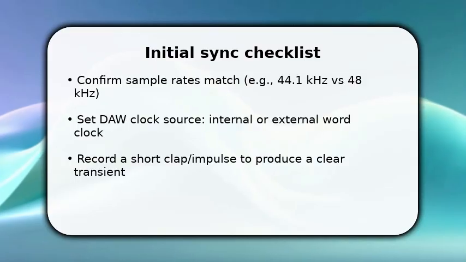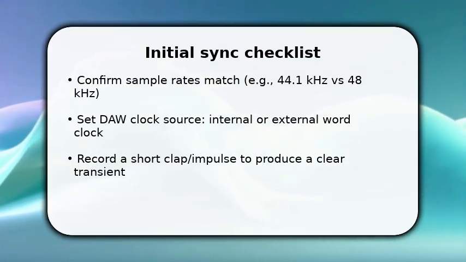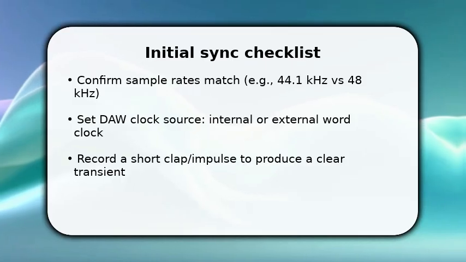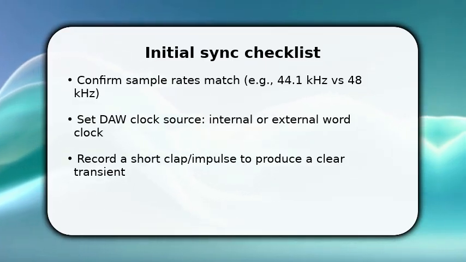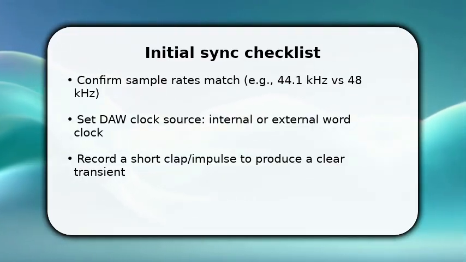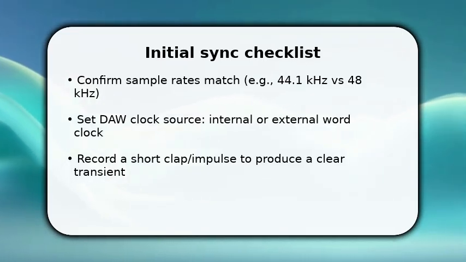You start by aligning fundamentals. Confirm sample rates and clock source so digital drift won't sabotage sync. Record a short clap or impulse on both audio and MIDI-enabled instruments to create a reference transient. Once done, import that clip and the MIDI track into adjacent lanes and zoom tightly on the transient.